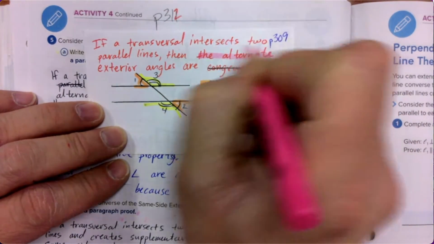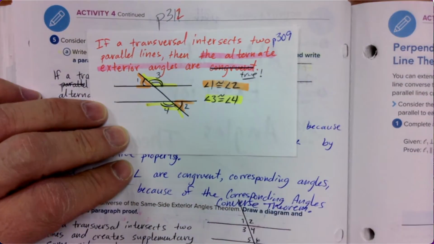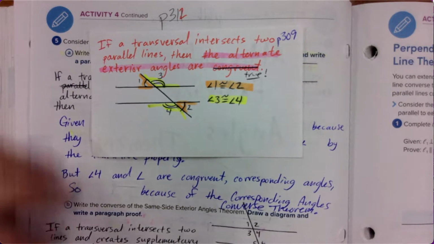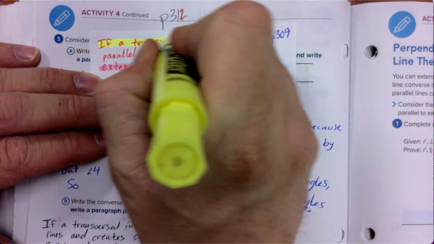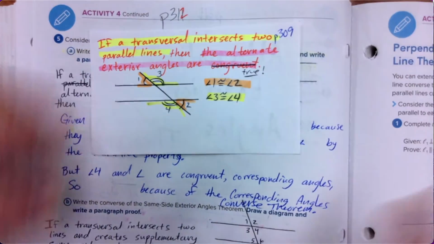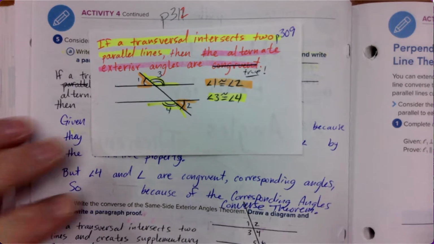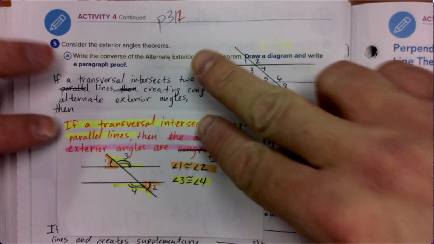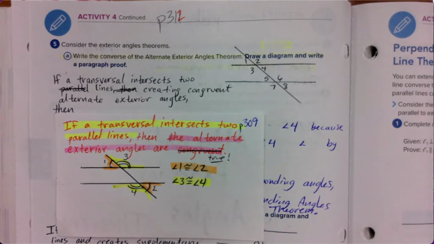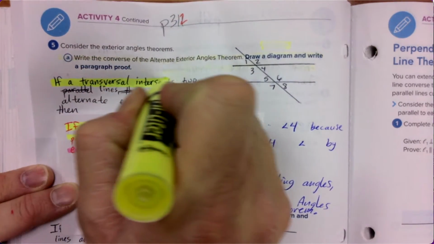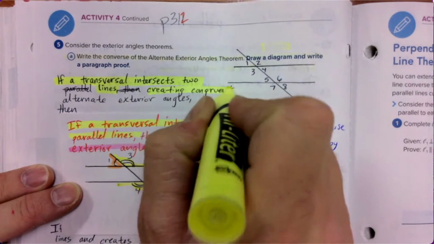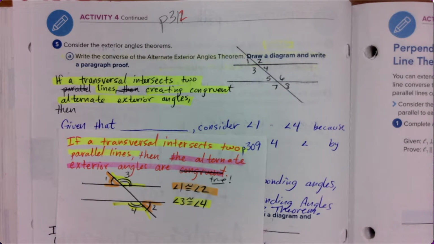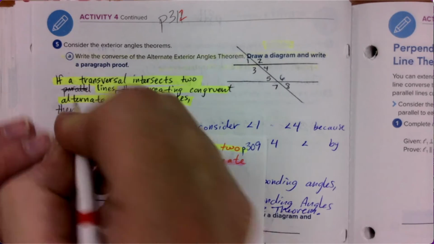The part of this statement that happens after the word then is going to become first. The part of this sentence that is in the beginning, right after the word if, that will become the then when we switch it around and write the converse. Now notice it kind of reads a little bit differently, but it still is a switcheroo from where it was before. If a transversal intersects two lines, creating congruent alternate exterior angles, then that means the lines are parallel.